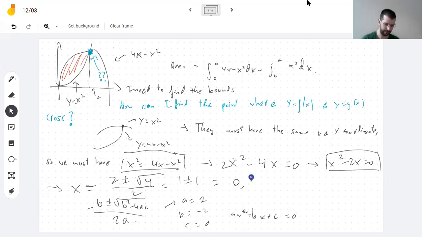So the solutions are 0 and 2, and you can check. You make x equals 0, you get 0. You make x equals 2, you get 2. You could also just look at it and factor it like you often do. So I guess you need two numbers that multiply to 0 and add to 2, which are 0 and 2. Okay, well, that means that the parabolas cross where x equals 0 and x equals 2.